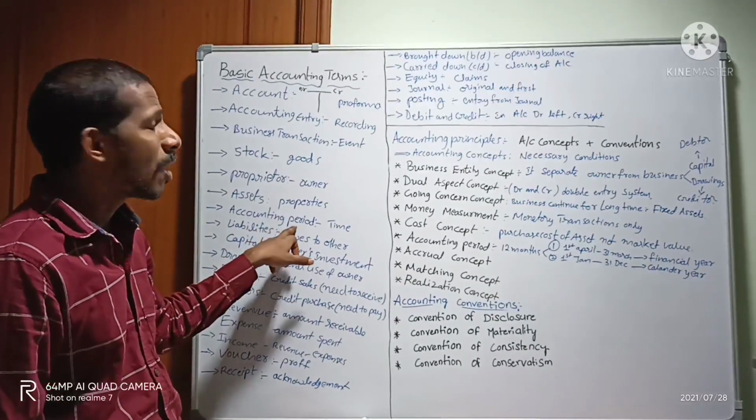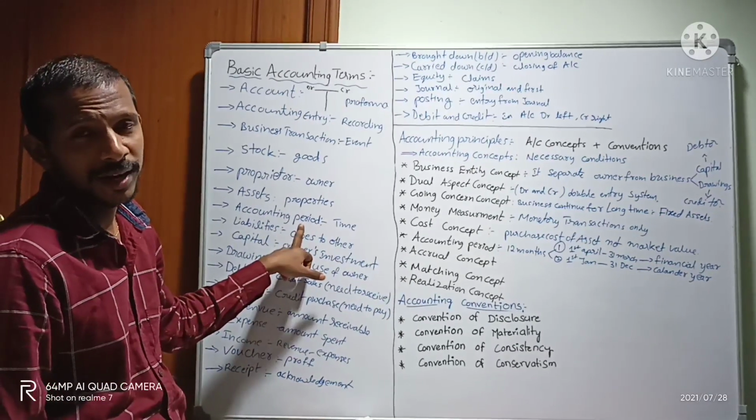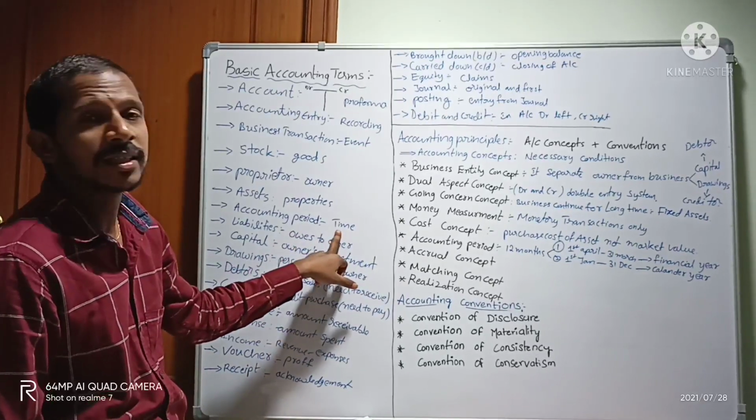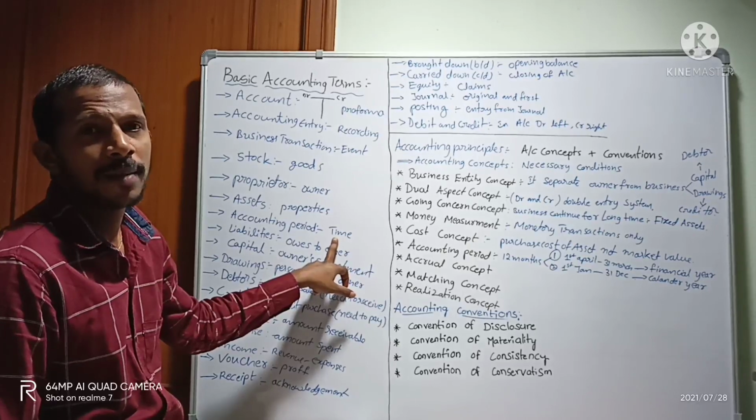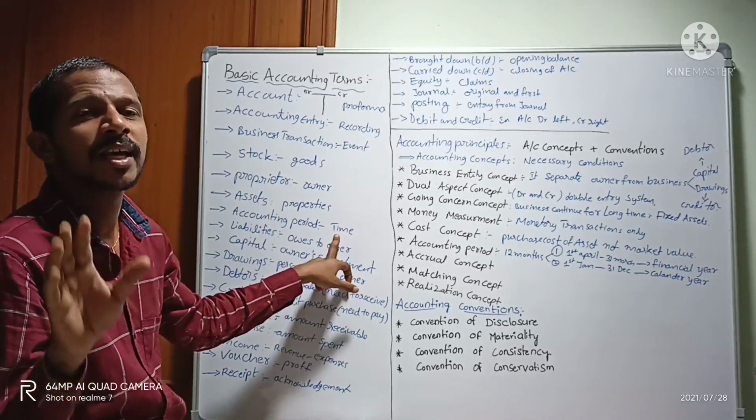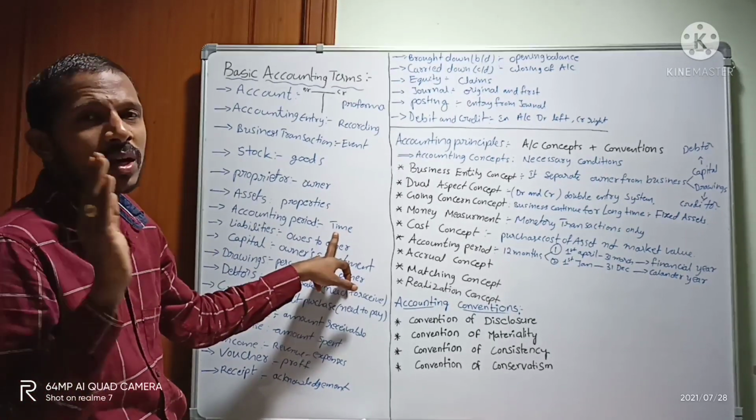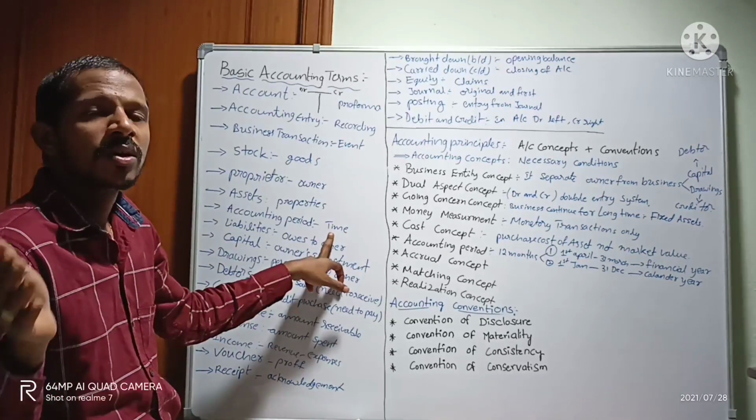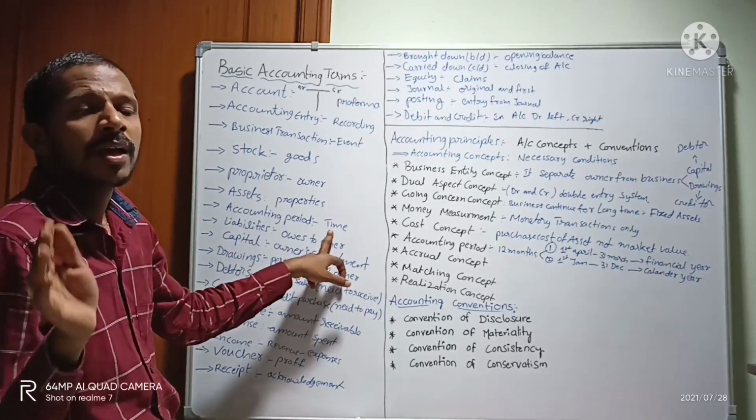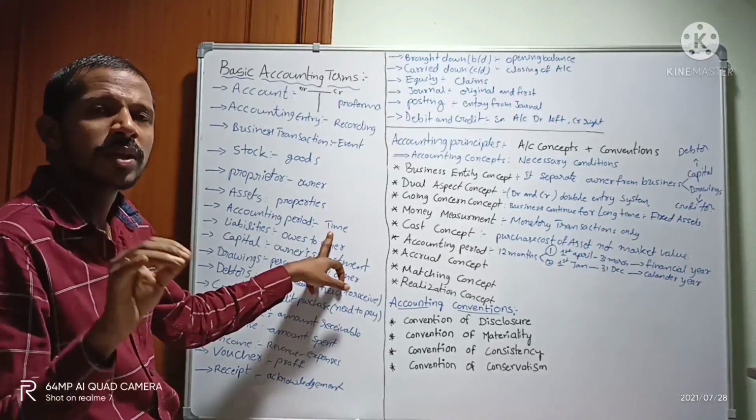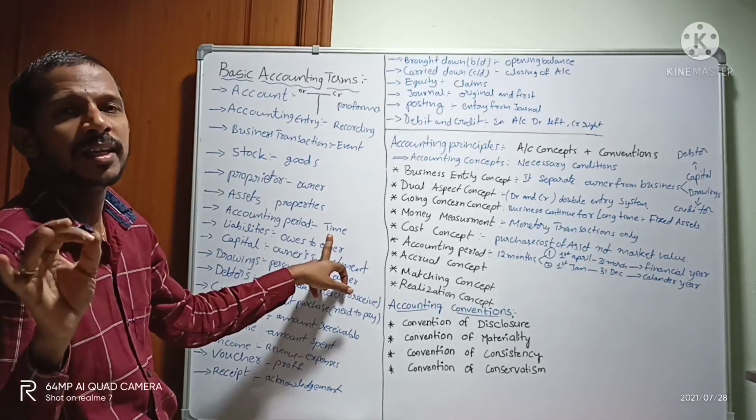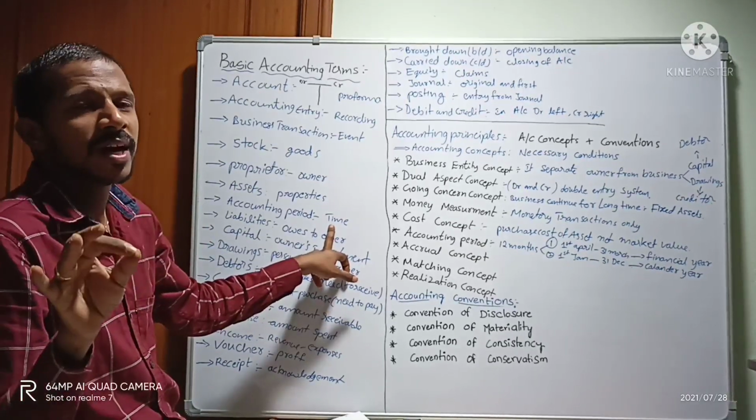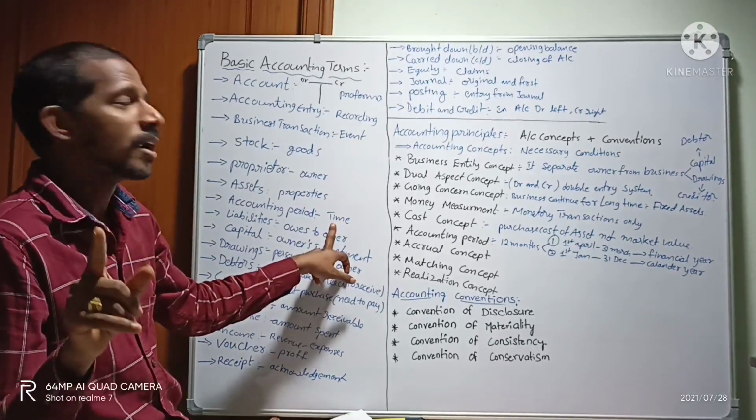Next, accounting period. What is the accounting period? Accounting period means it is a time. For 12 months we call it an accounting period. So we call it a financial year or accounting period. Business organizations will declare their results quarterly, half yearly and yearly also. So 12 months we call an accounting period.